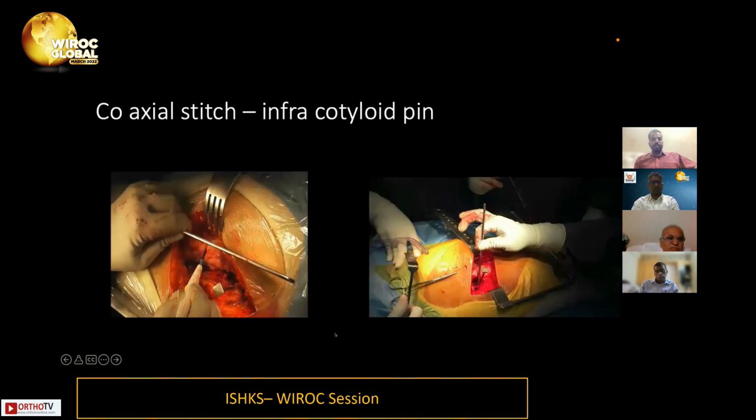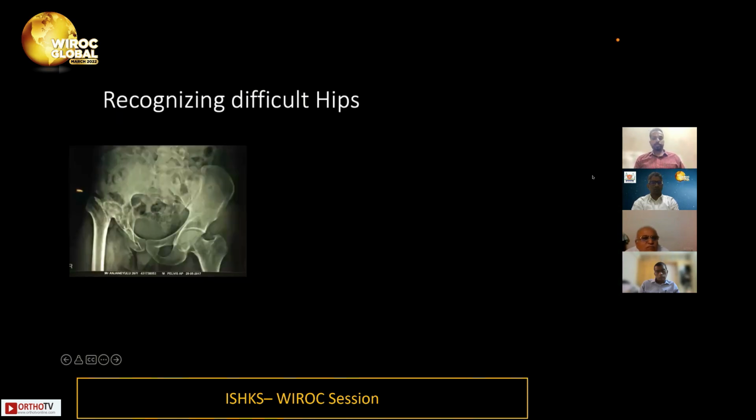The leg length can be addressed either using the coaxial stitch or infracotyloid pin. These two are the methods. With the coaxial stitch, you can also look at the combined offset as well, and it has been elegantly described by Dr. Vijay Bose in his paper. Lastly, one must recognize difficult hips.